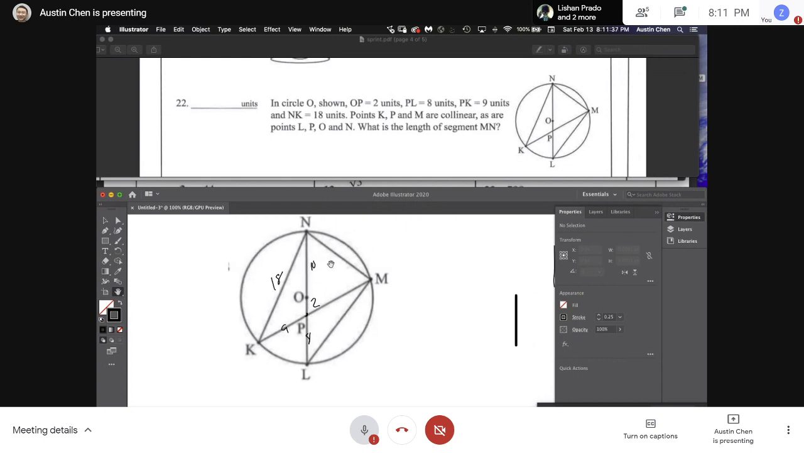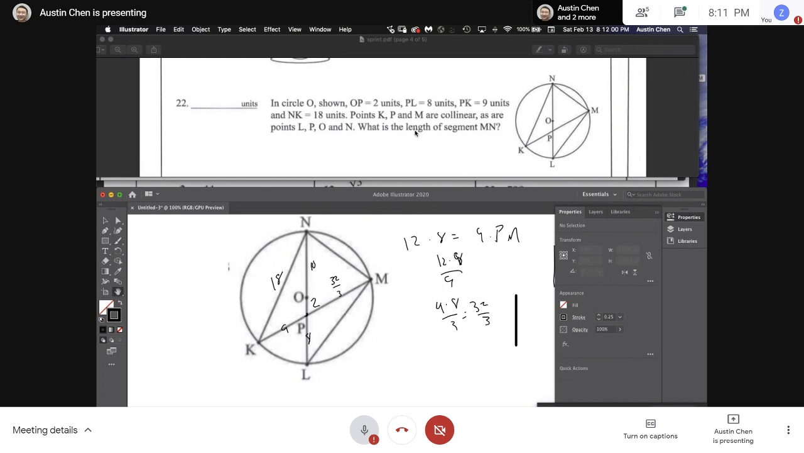So we're gonna have 12 times 8 is gonna be equal to 9 times PM. So then we're gonna have 12 times 8 over 9, which is 4 times 8 over 3. So this is 32 thirds.